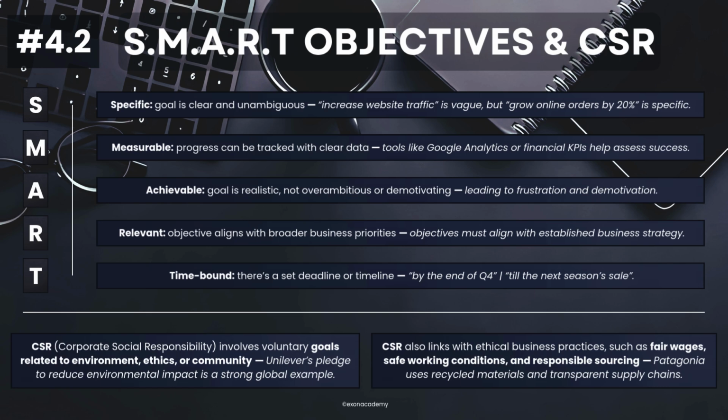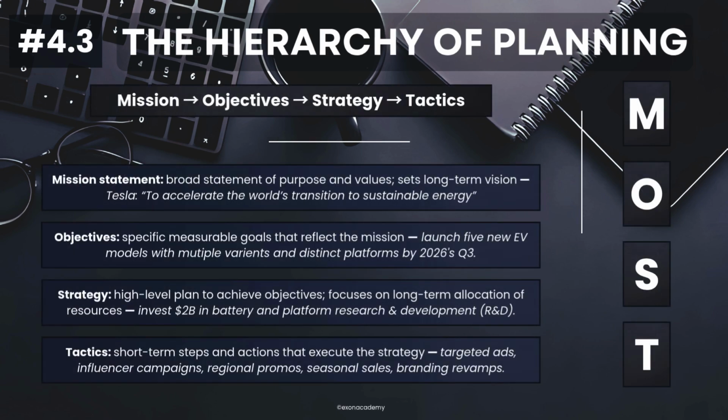Another example is Patagonia. They use recycled materials in their clothing and regularly audit their supply chains to make sure that workers are treated fairly. These actions not only build a strong ethical reputation, they also make customers and employees feel proud to support the brand. Businesses don't just set goals, they also plan how to reach them.